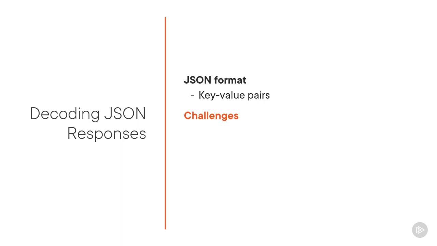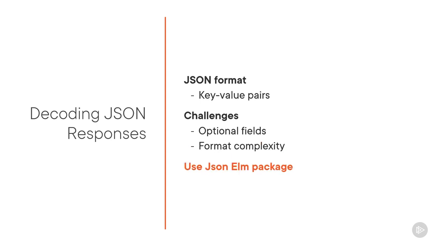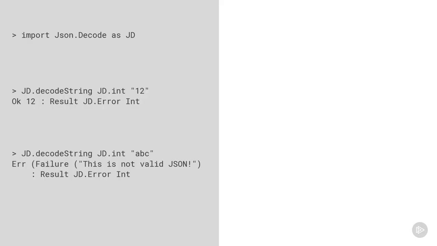The JSON format can include optional fields. Also, the JSON format allows some complex structures, such as values that have other JSON objects with more key value pairs. Still, if the JSON format is well known in advance, then Elm web apps can decode those responses with the help of the JSON Elm package. Here are some very basic examples of how to decode JSON strings.